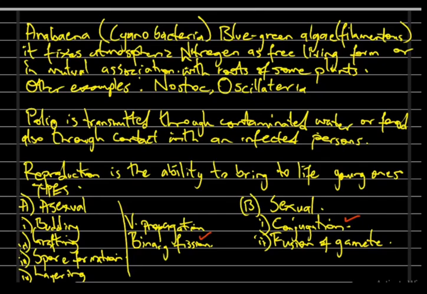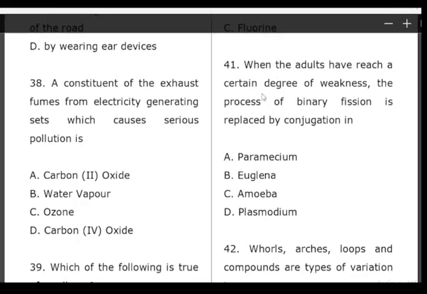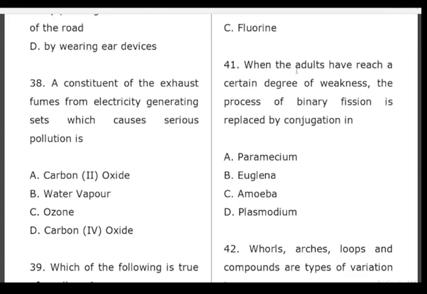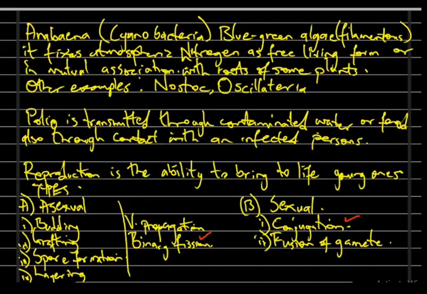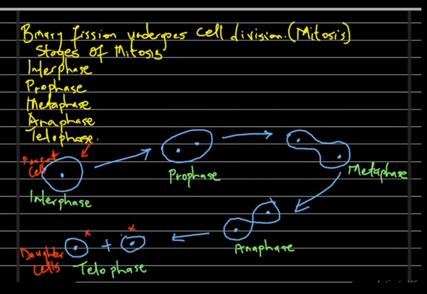Now, conjugation in this particular aspect of the question, because the question we are talking about is actually talking about the process whereby adults reach a certain degree of weakness, and then the process of binary fission is replaced by conjugation. So we are looking at the organism that carries out this particular process. So now we have explained what binary fission is talking about, and then the next one we need to talk about is, quickly, we need to look at conjugation.